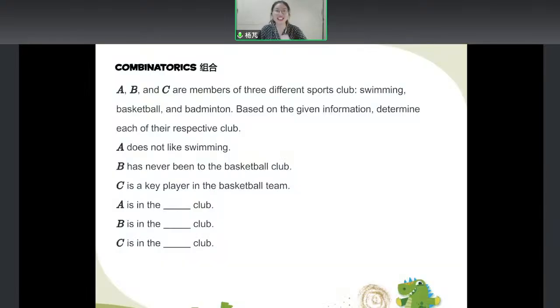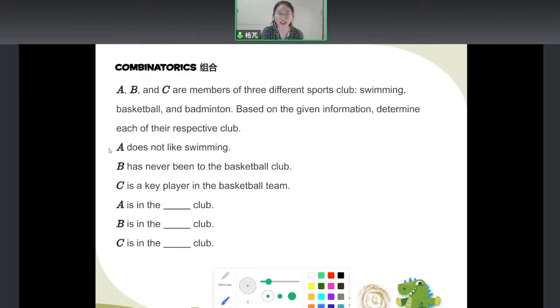Let's try one more, the second question in section B. This one is a kind of logical reasoning question. A, B, C, 3 kids, they joined different sport clubs: swimming, basketball, badminton. Based on the given information, we need to find out who joined which club. Let's see what kind of information we get.